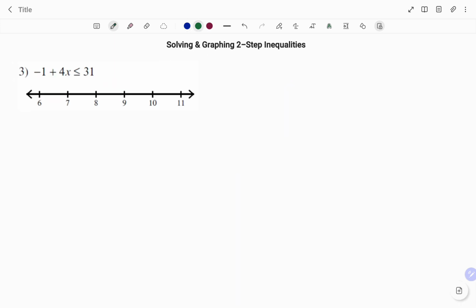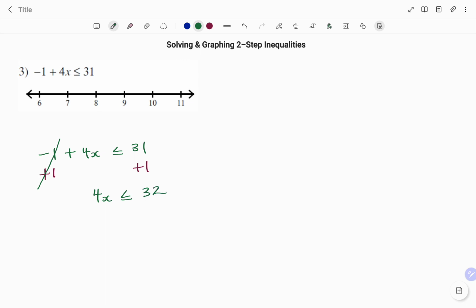In the next example, I have -1 plus 4x less or equal to 31. The first step is to get rid of my -1, and to do that, I'm going to apply the inverse operation, and that's +1. But whatever you do on your left, you do on your right. So I'm adding 1 to both sides. -1 plus 1, this cancels out. On my left hand side, I'm left with 4x less or equal to, then I have 31 plus 1. 31 plus 1 is 32.